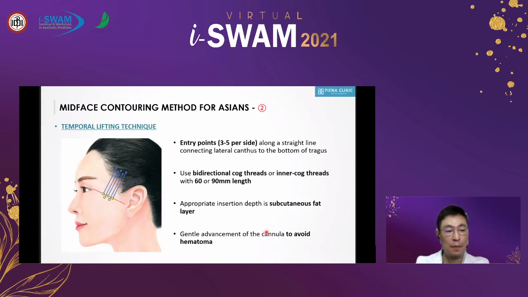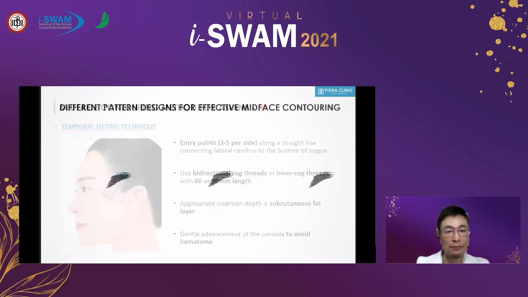Since, okay, the medial thread, the temporal lifting method, as I already mentioned, is another useful way to prevent the widening of cheekbones while providing an effective lifting effect. So this part I will skip because I already mentioned it.